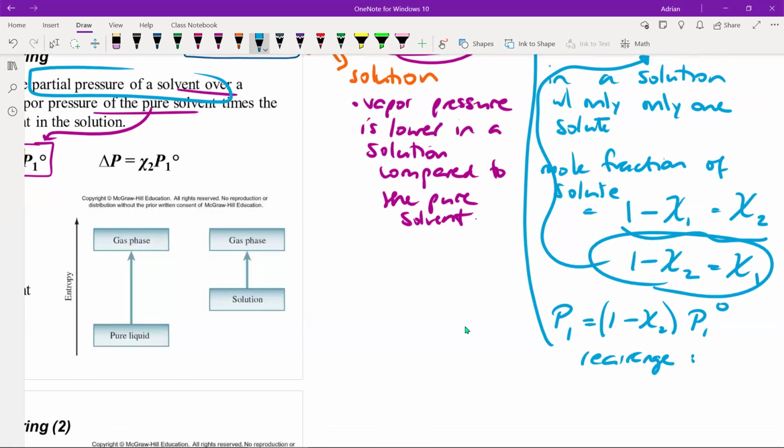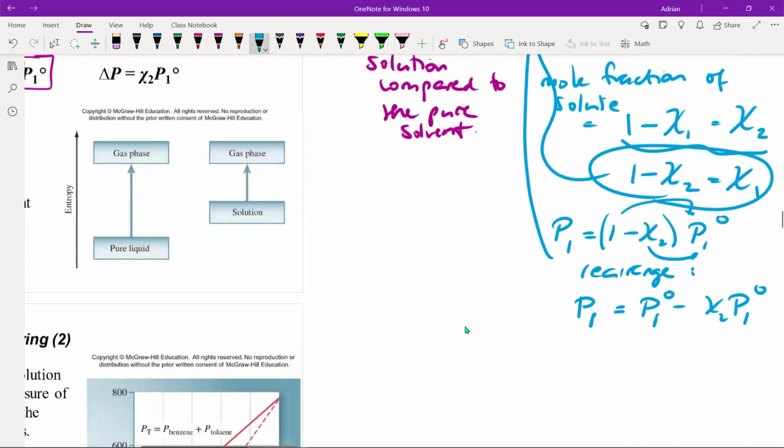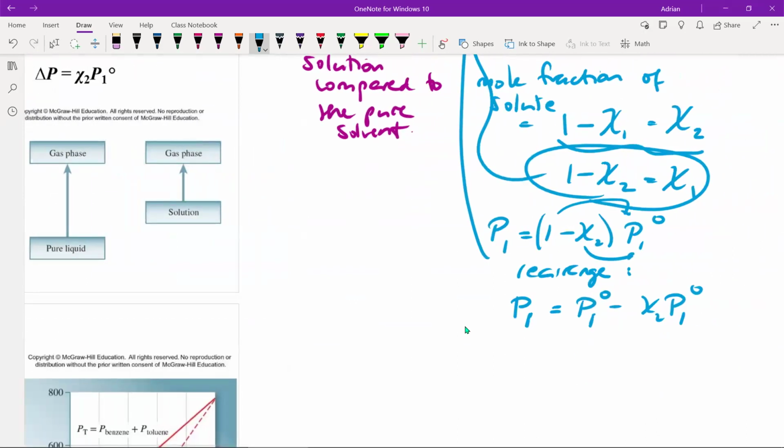And we can then say the pressure of the solvent in the solution would be equal to, if I just distribute these terms here, the pressure of the pure solvent minus the product of the mole fraction of the solute times the vapor pressure of the pure solvent.